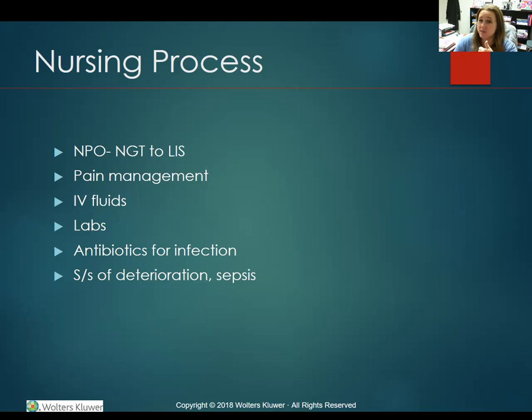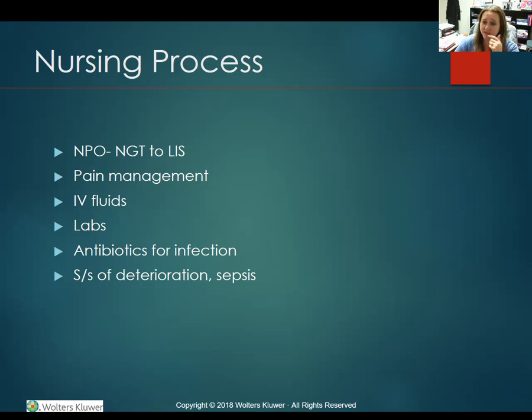IV pain medication is big on all these biliary issues, and antiemetics when they have nausea and vomiting. IV fluids are going to be key. We need to keep them hydrated. They may be dehydrated from nausea and vomiting, and we need to maintain their fluid and electrolyte status. Labs, we're going to monitor bilirubin levels, white blood cell count, renal function, because we are checking our fluid status and electrolytes.